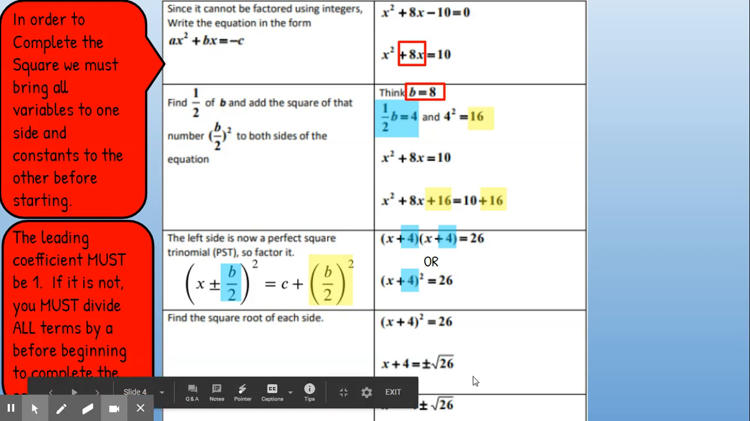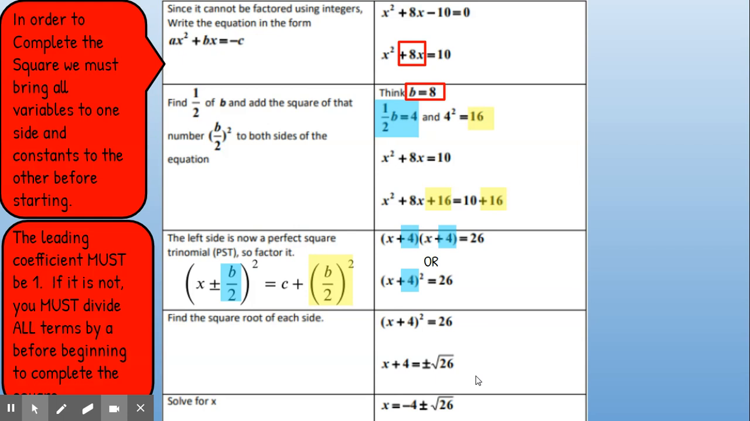Square root both sides. Square root of 26 is just the square root of 26. You put that plus or minus in there, and then you bring the x over. So this is how we're going to be solving by completing the square. We're going to force a perfect square inside by adding it to both sides, and then we're going to continue solving it by our square root method.